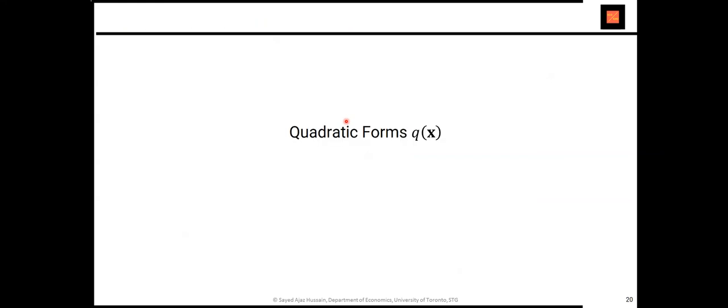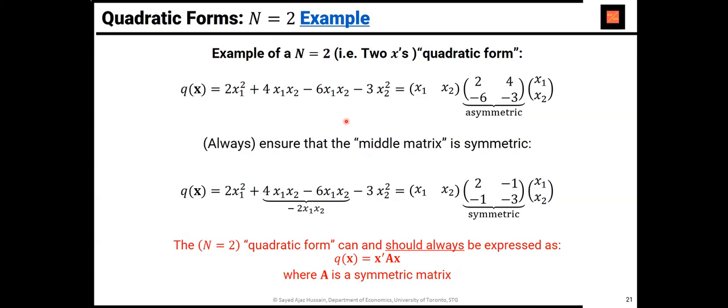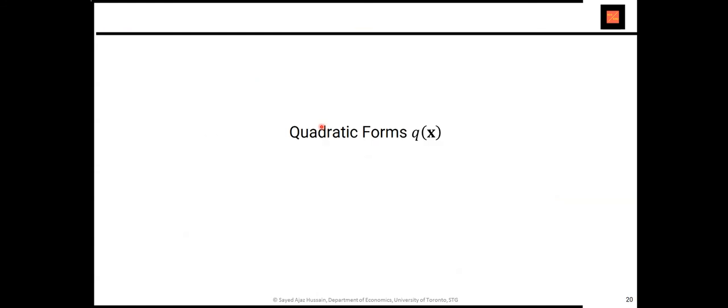Okay. Quadratic forms. Extremely important topic. Not. Anyway, let's talk. A quadratic form, if you remember high school, the quadratic formula was used for ax squared plus bx plus c equal to 0. So the word quadratic means that there are square terms inside.